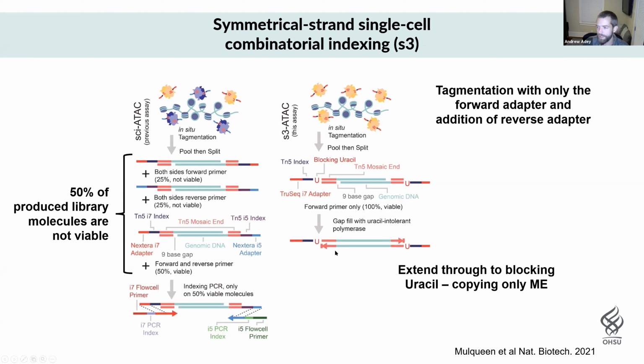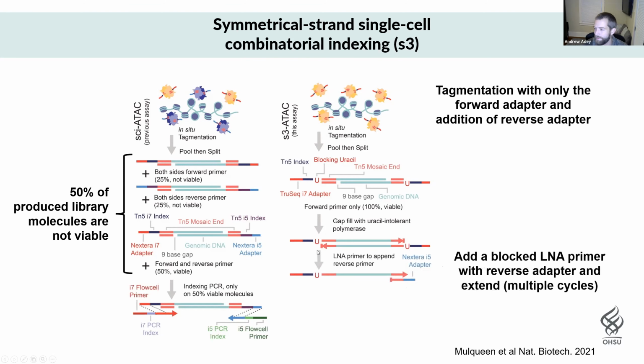mosaic end, but we're using a uracil intolerant polymerase. So it extends through the mosaic end, and this is the universal tagmentation or Tn5 recognition sequence. So it extends through that, but then it stops at the uracil. So it doesn't copy the cell barcode or the Tn5 barcode or the forward sequencing adapter or indexing adapter. It just stops after this mosaic end.